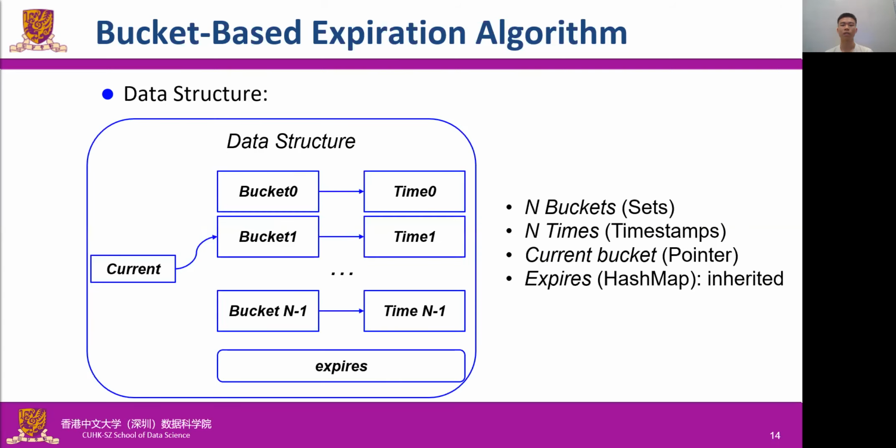Let's have a look at the data structure. We inherit the hash map expires from Redis directly to store the expiration for each key. Besides, we create buckets. Each bucket is a set of keys and is associated with a time record. Moreover, a pointer pointing to the current bucket will be used.